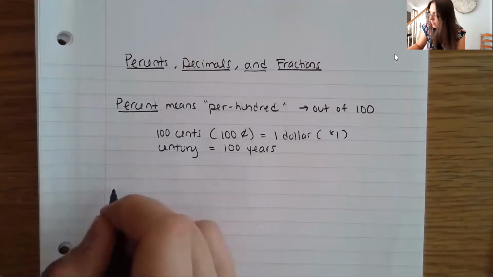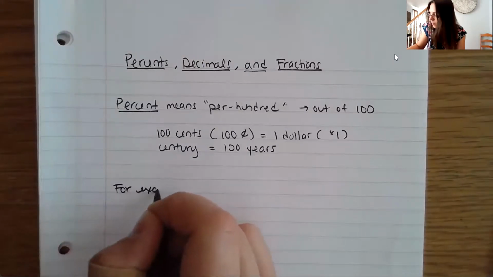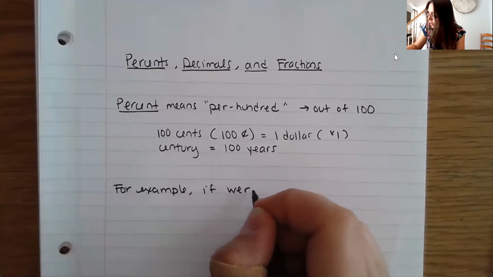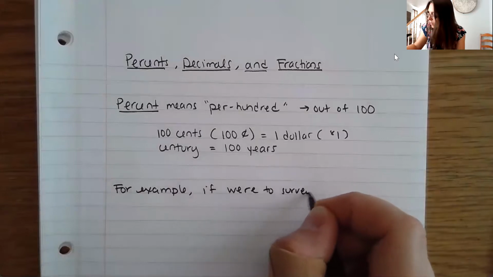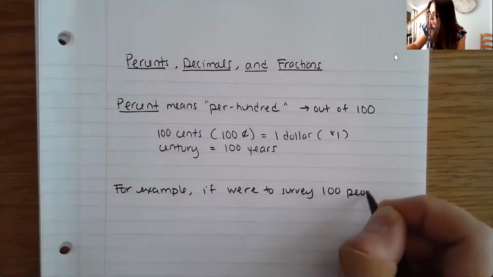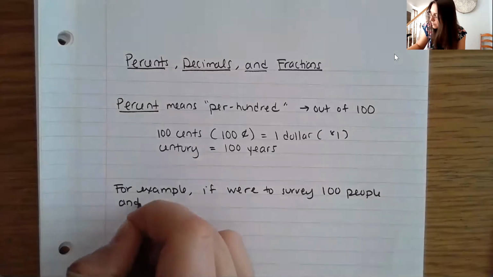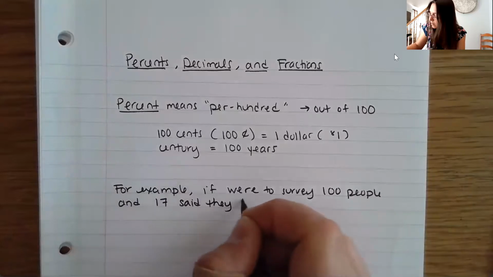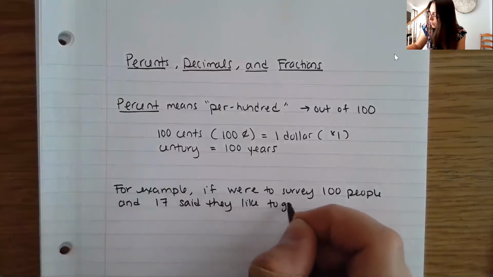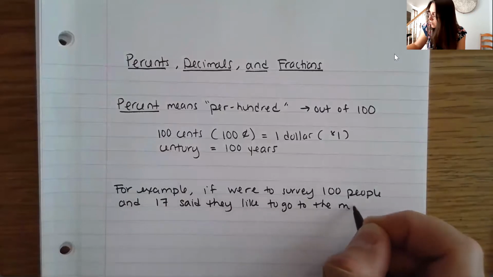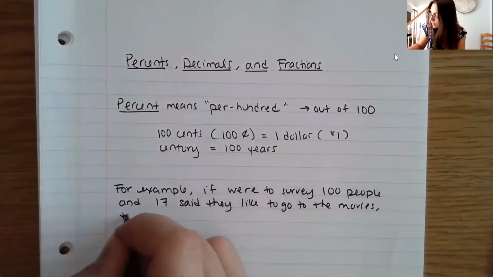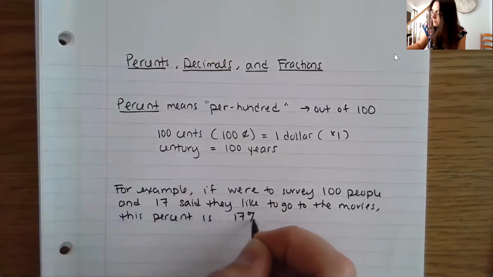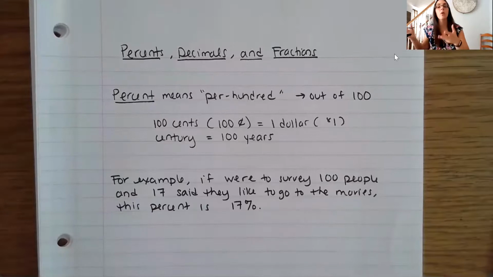So for example, if we were to survey 100 people and 17 said they like to go to the movies, this percent is 17, right? Because it's 17 out of 100 people.